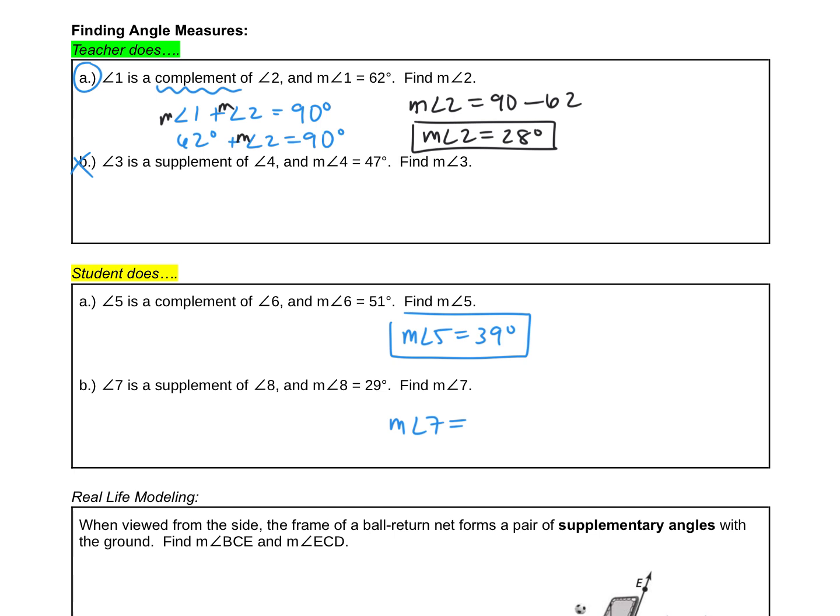Okay, what does supplementary mean? Adds up to 180. And if we have one angle of 29, how would we find its supplement? Great, thank you.